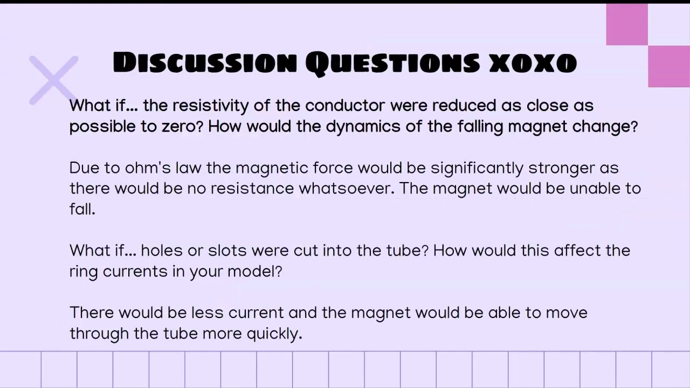And then our questions, we have what if resistivity was reduced? So essentially the magnetic force would be way stronger according to Ohm's law. Since there would be no resistivity, it would just be a way stronger current. And then if holes were cut in the tube, how would this affect the magnetic current rings in your model? There'd be less current and the magnet would move way faster.